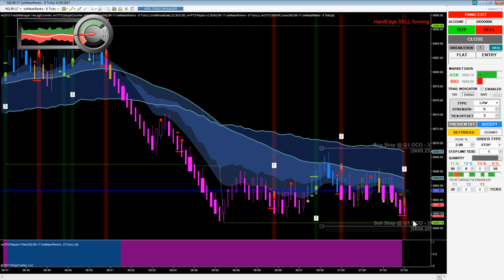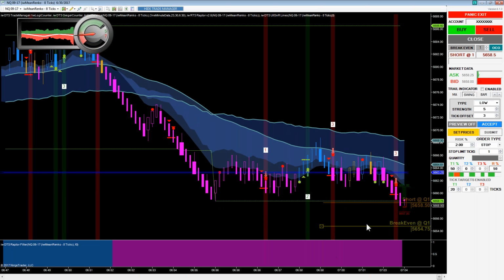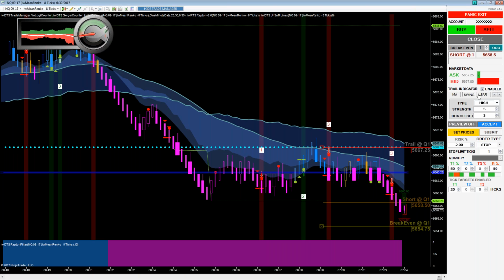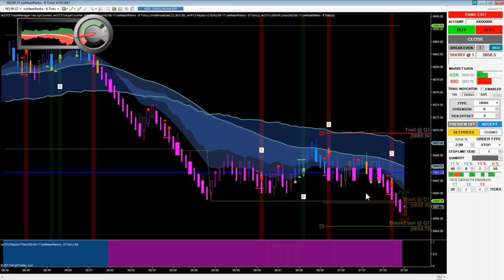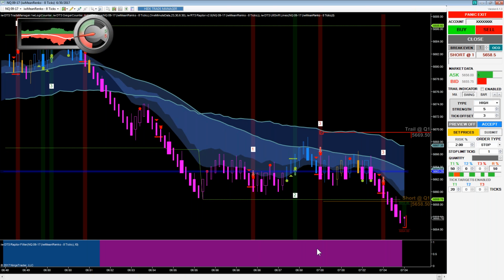This one should be a little better. Okay, so we've got another number 3 hard edge sell signal forming. Okay, we're short. I'll throw a stop in above the high. Let me get rid of the auto break even here in case the market actually has some follow through to it.